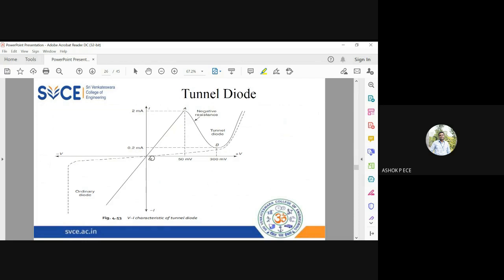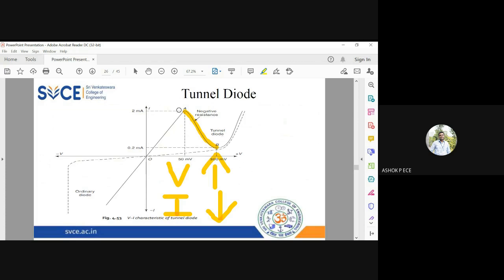In reverse bias, you see, the current will be constantly increasing. It is not like a normal diode. These dotted lines are the characteristics of a normal diode. The straight line is the characteristics of a tunnel diode. So you can see this region from A to B is called the negative resistance region because as voltage is increasing, the current is decreasing, which reduces your resistance. This change of resistance value because of change in voltage is called the negative resistance characteristics of a tunnel diode.